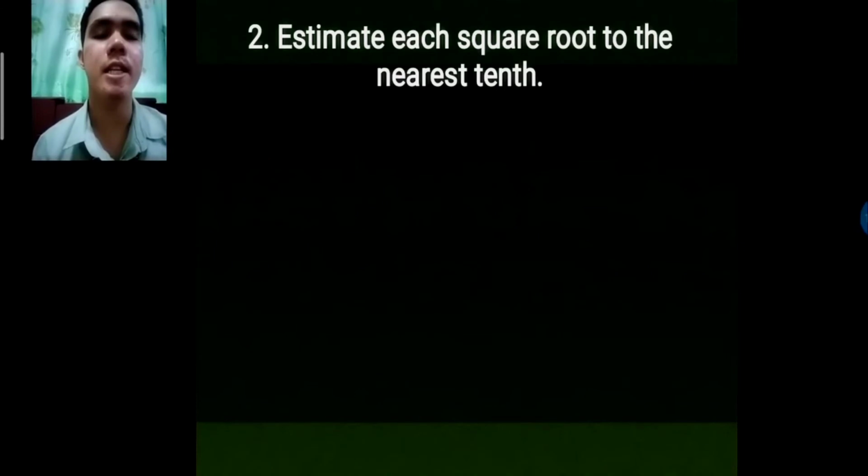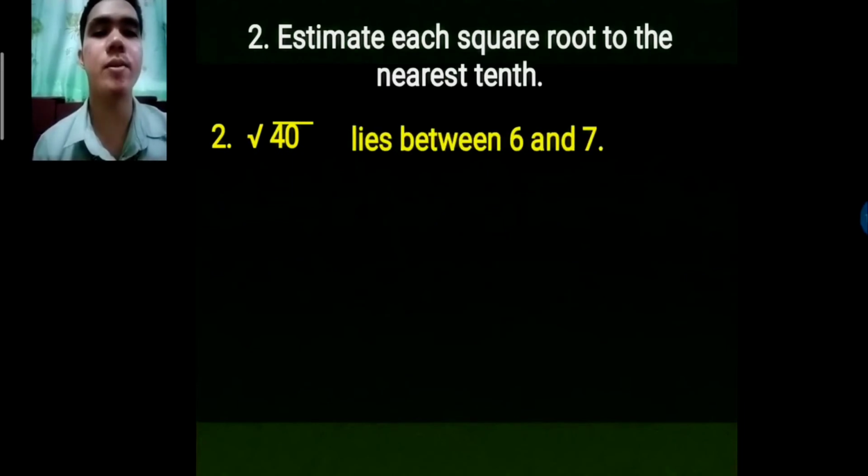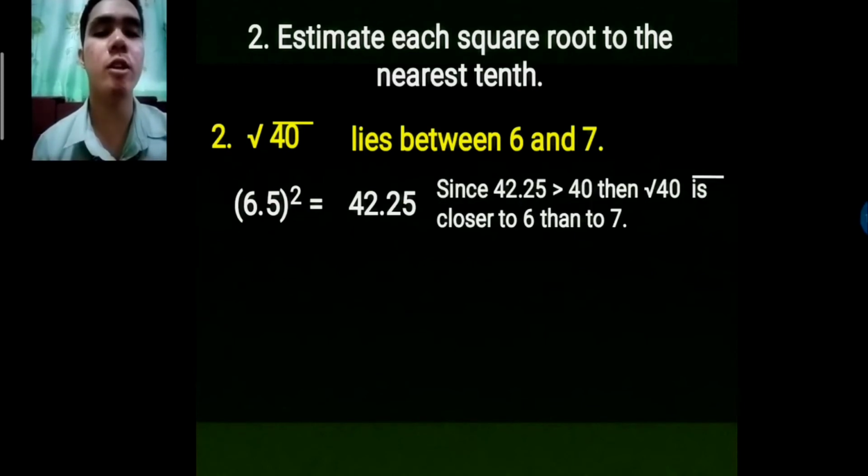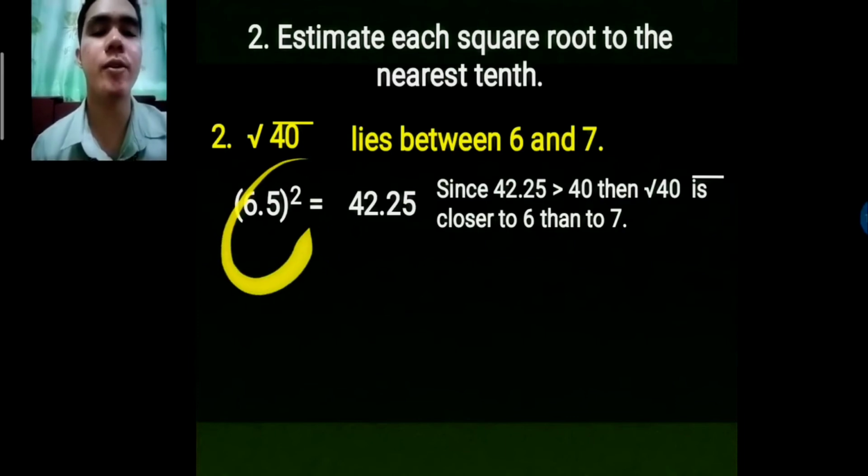Okay, so let's have number 2. Estimate each square root to the nearest tenth. So square root of 40 lies between 6 and 7. Let's try the middle value between 6 and 7. That is 6.5 squared, so that is 42.25. Since 42.25 is greater than 40, then we can say that square root of 40 is closer to 6 than to 7. Okay? So we will try the lower value.